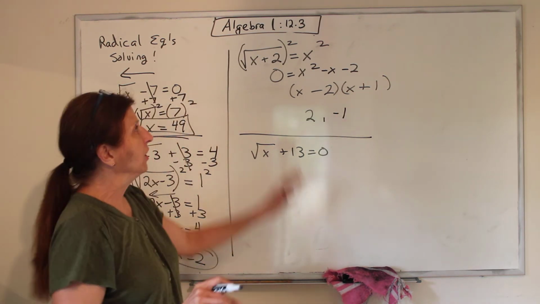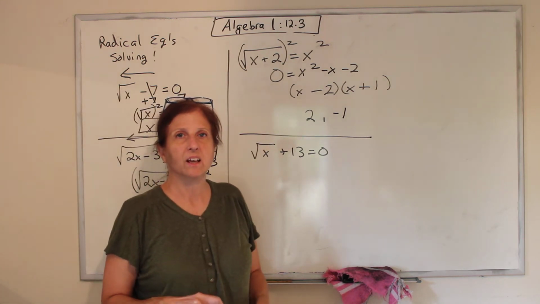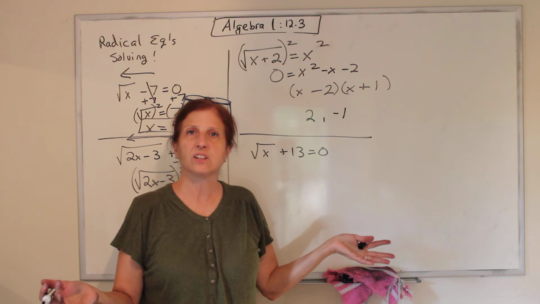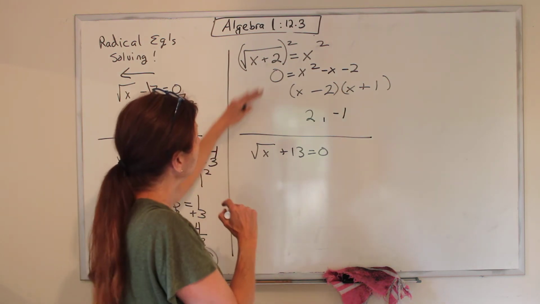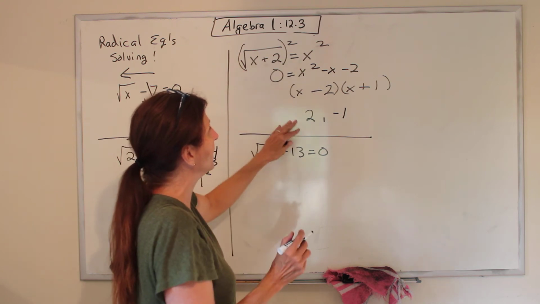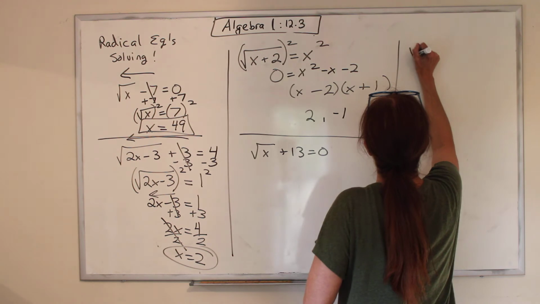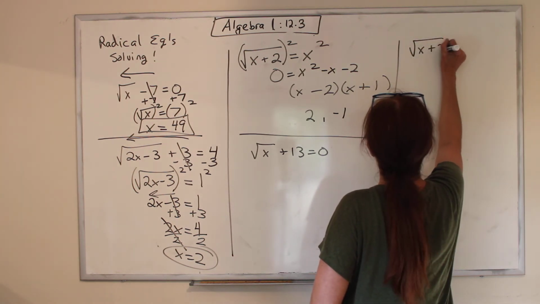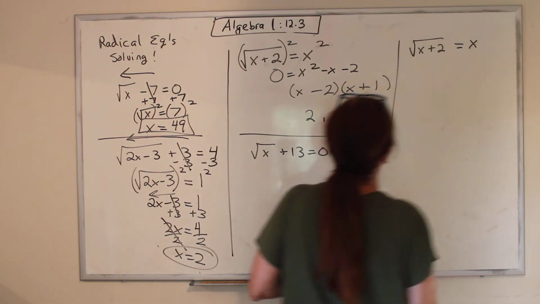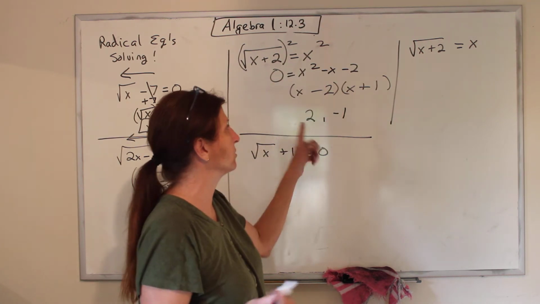Now, doing this can sometimes generate extra solutions that aren't true. So when you get back to here, you need to put the numbers back in and make sure it makes a true statement. My original problem was square root of x plus 2 equals x, before I did any squaring anything. So I need to put them back in and make sure it's true.